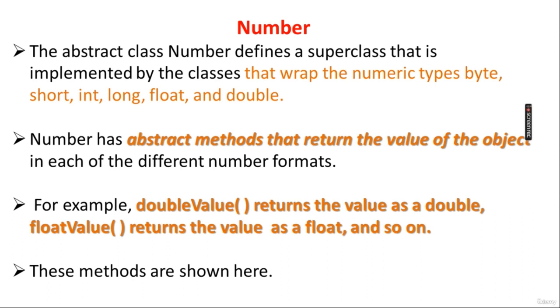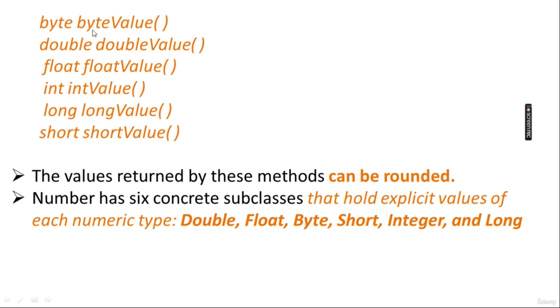Number. The abstract class Number defines a superclass that is implemented by the classes that wrap the numeric types like byte, short, int, float, and double. Number has abstract methods that return the value of the object in each of the different number formats. For example, doubleValue returns the value as a double, floatValue as a float, and so on: byteValue, doubleValue, floatValue, intValue, longValue, shortValue. These all give the particular value as the return value.